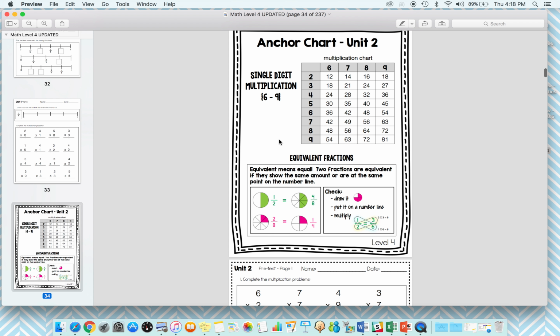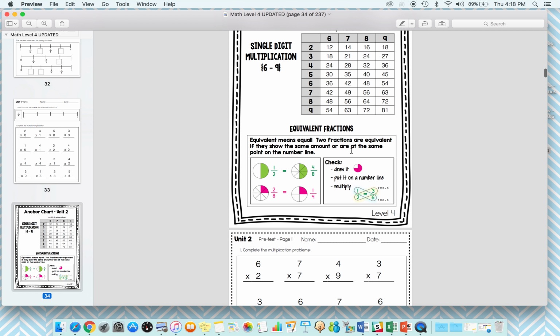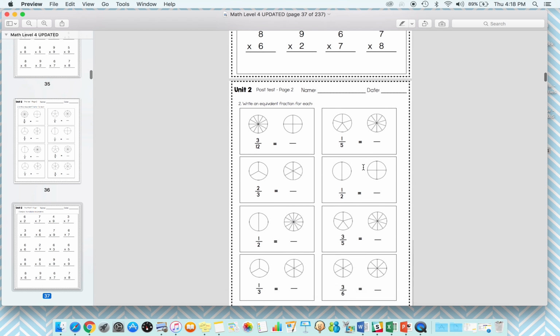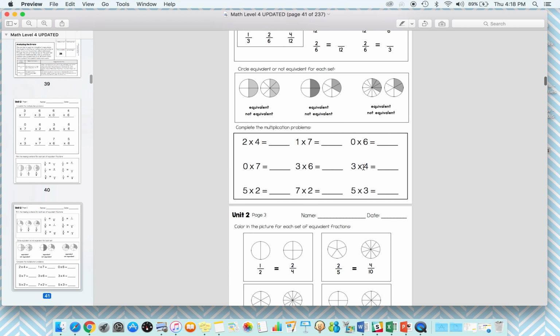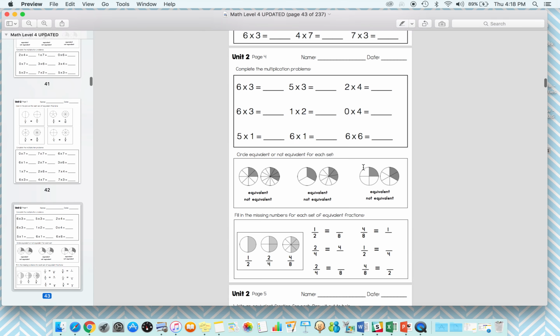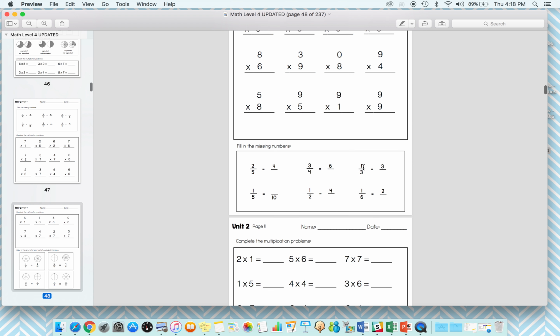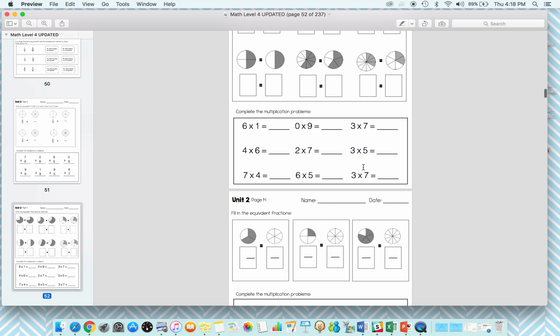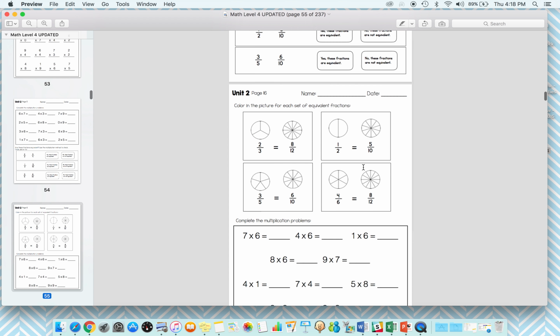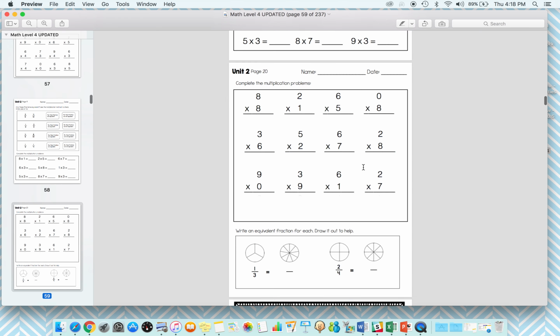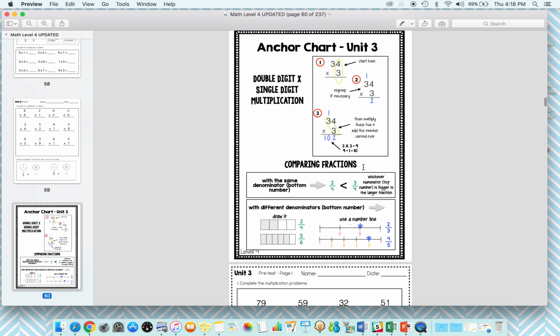Unit 2 looks at digits 6 through 9 multiplication and equivalent fractions. Pre-test, post-test, and the rubric. Here's what some of the activities look like. You might notice the pages are all black and white and the anchor charts are color. That's on purpose so your printers can thank me. So there's not a huge printing cost related to the colored ink.